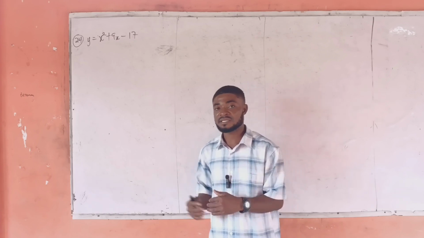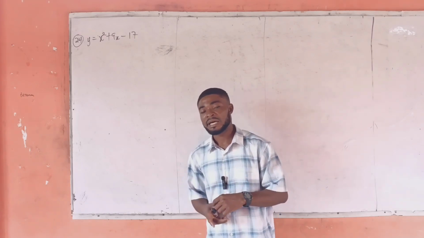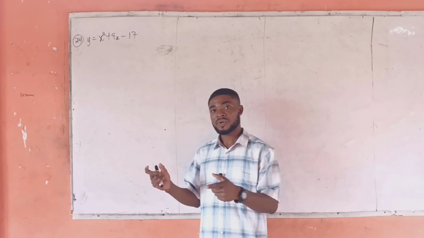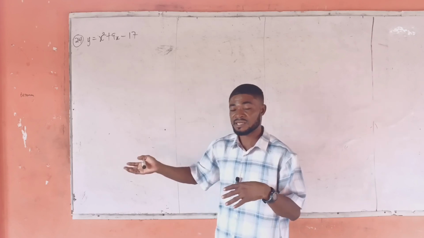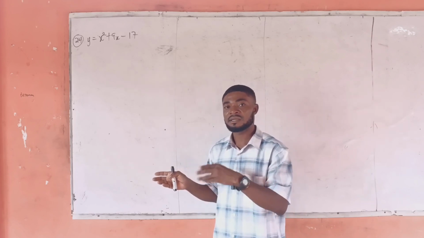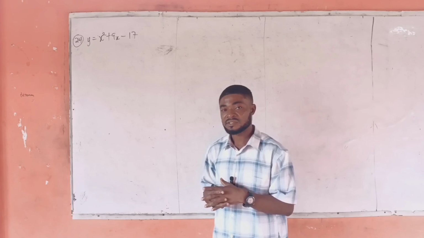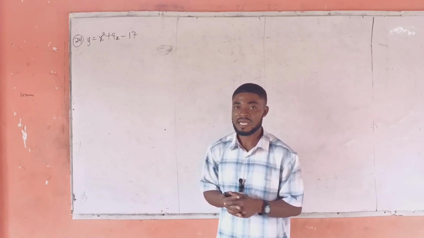plus bx plus c, where we find half of b and then we square that, add to the right hand side, because we are just looking at the right hand side. We add to that and then subtract again. So that is what we are going to do over here.